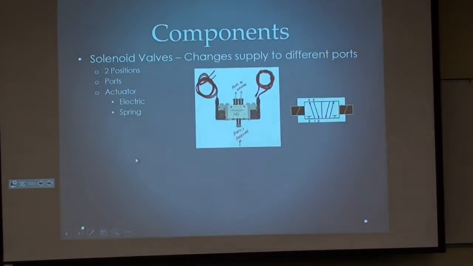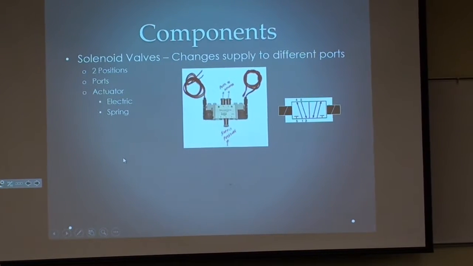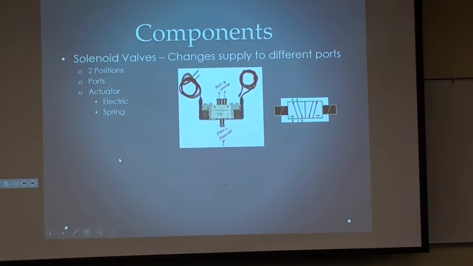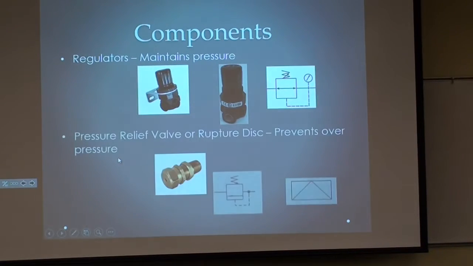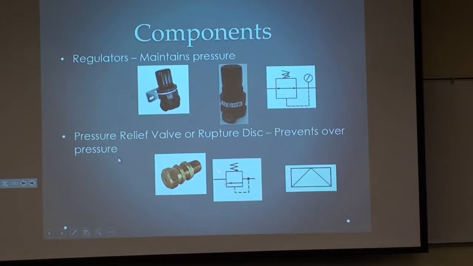Cylinders, we talked about that. Solenoid valves, electric versus spring. Shut-off valve, regulators. Now, one thing we didn't talk about, because I forgot to bring one, was a pressure relief valve or rupture disc. This is the drawing for a rupture disc. A pressure relief valve is self-resetting, right? Once the pressure goes below, it will reset and your system can continue to function, because you still have air in your system.